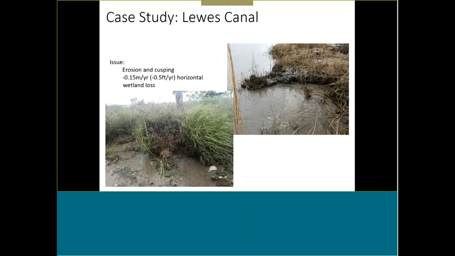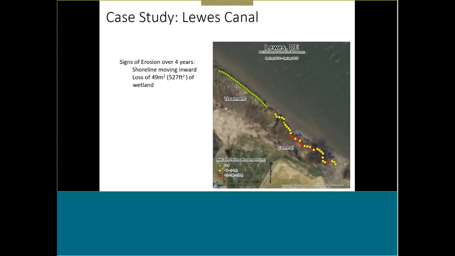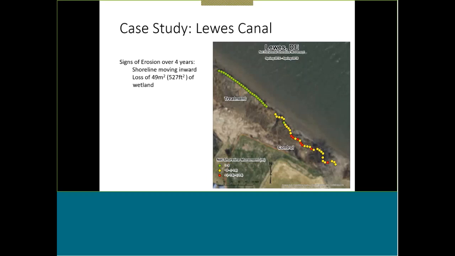We have some of our monitoring plots actually falling into the water. So you can see clumps of Spartina calving off, falling into the water. And through our monitoring, you can see on this map the treatment site that's in green, nice stable shoreline. The yellow and the red dots are representing this proposed area, how the shoreline has retreated from 2014 to 2018.